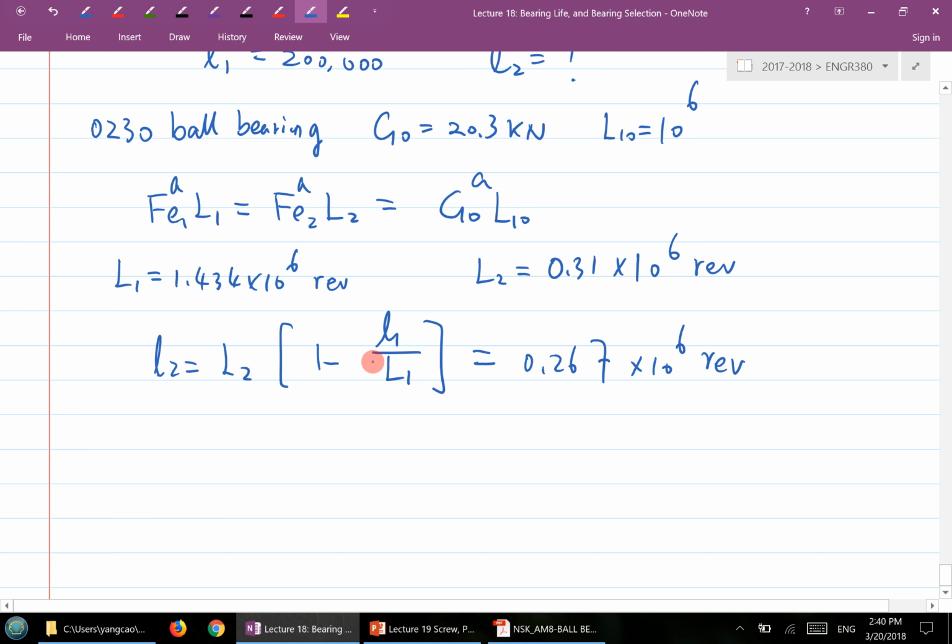Any questions? Yes. Which one? Oh, the small a. A is 3 for ball bearing, and 10 over 3 for roller bearing, basically.